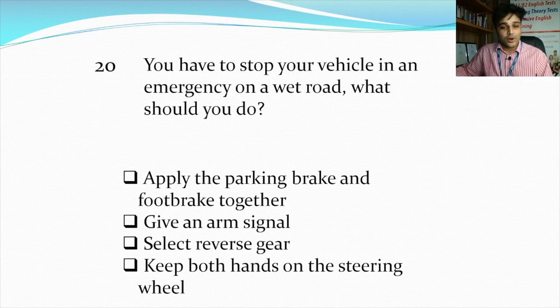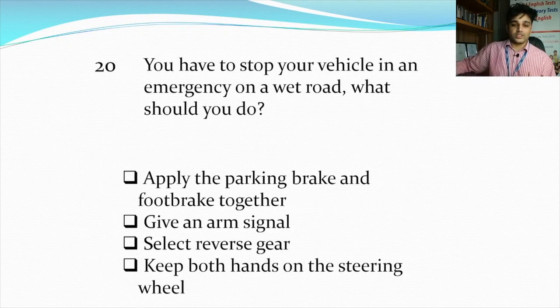Let's slow it down. Let's read it again. You have to stop your vehicle in an emergency on a wet road. What should you do? Apply the parking brake and foot brake together. Give an arm signal, select a reverse gear, keep both hands on the steering wheel.